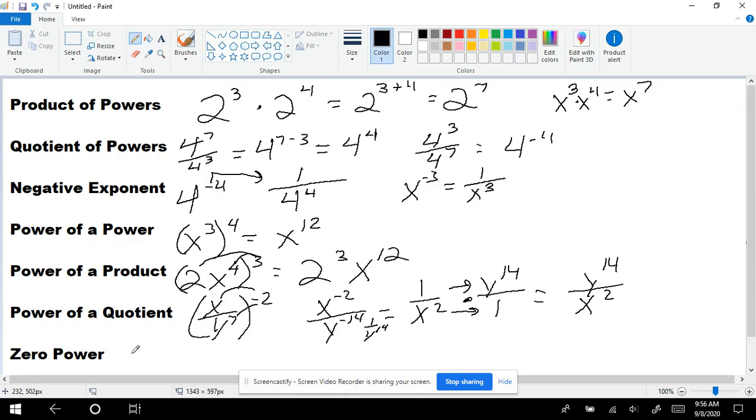Final answer there. Also, anything to the power of 0 is equal to 1. So if we have 2,132 to the power of 0, that equals 1.